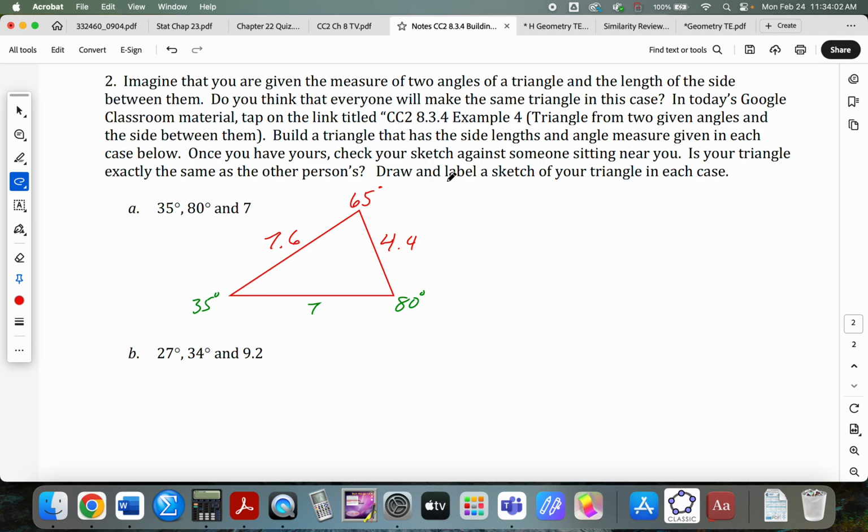And again, once you have one, check to make sure the people around you have exactly the same thing that you do, or don't have exactly the same thing that you do.